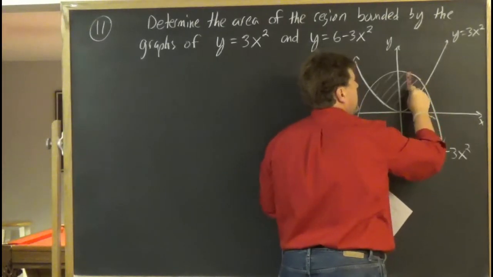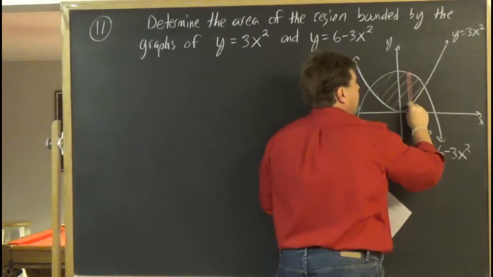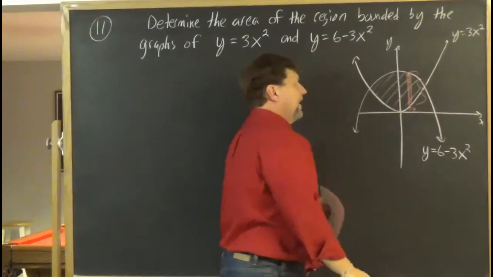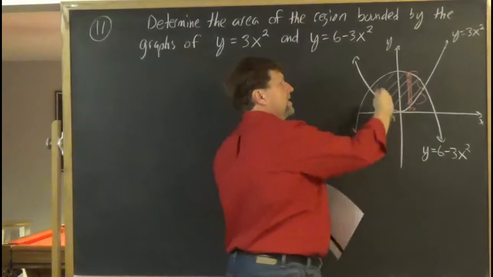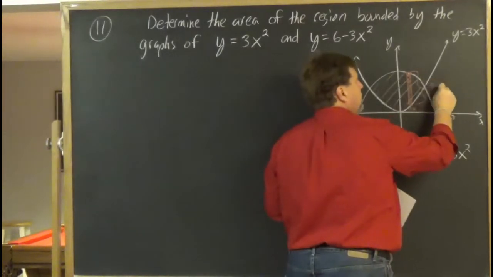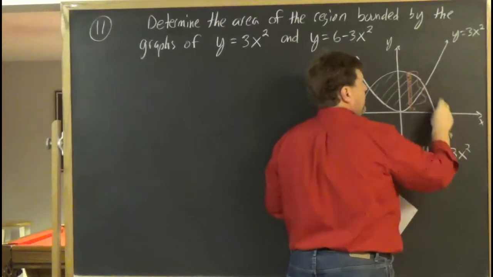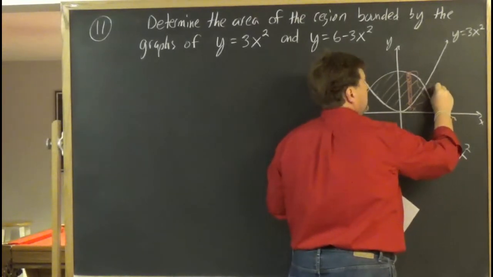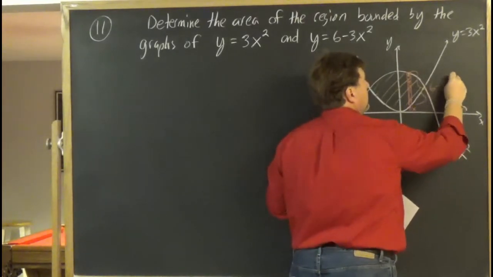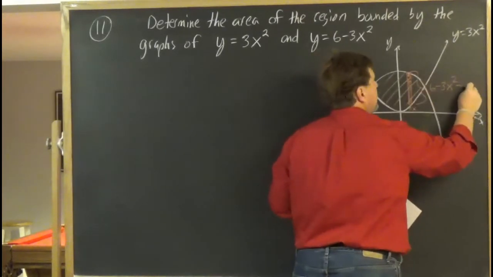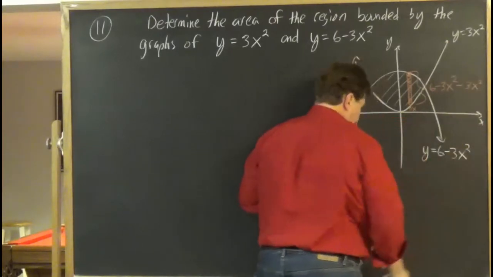The base is delta x, then the height of that representative rectangle is the top curve, 6 minus 3x squared, minus the bottom curve, which is 3x squared.